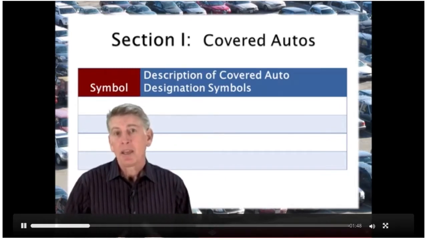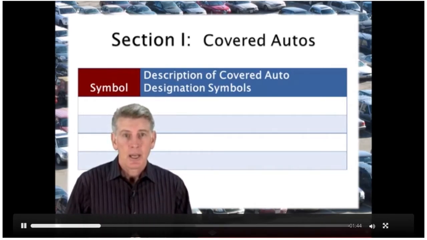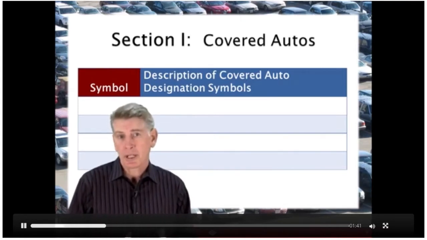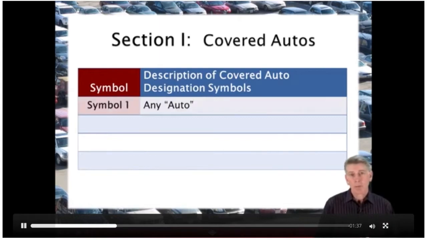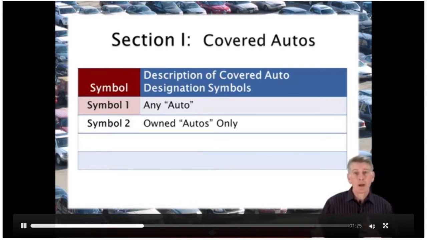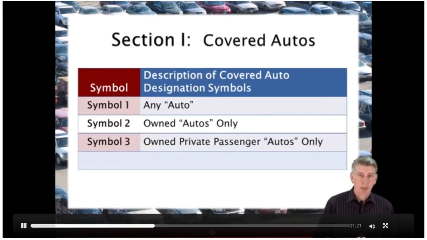For example, if the insured wants liability coverage to apply to all owned vehicles, a symbol 2 will appear on the declarations page next to the liability coverage. A symbol 1 will apply to any auto, whether or not owned by the insured, if it's used in the insured's business. The symbol 2 applies to any auto that's owned by the insured, whether or not specifically listed on the policy. Symbol 3 only applies to private passenger type autos owned by the insured.